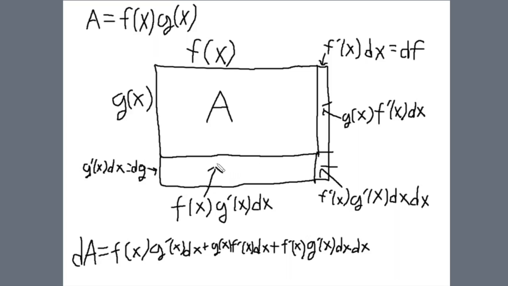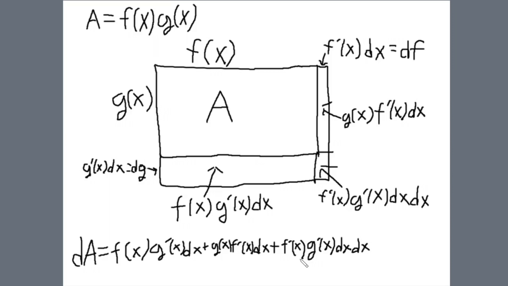Now if we want to find the change in area, which we'll just call dA, we'll have to find the area of these three rectangles, because these three rectangles added up equal the change in area. So the area of this first rectangle is f of x times g prime of x dx, and then the area of this second rectangle is g of x times f prime of x dx, and then this last rectangle has an area of f prime of x times g prime of x times dx times dx.